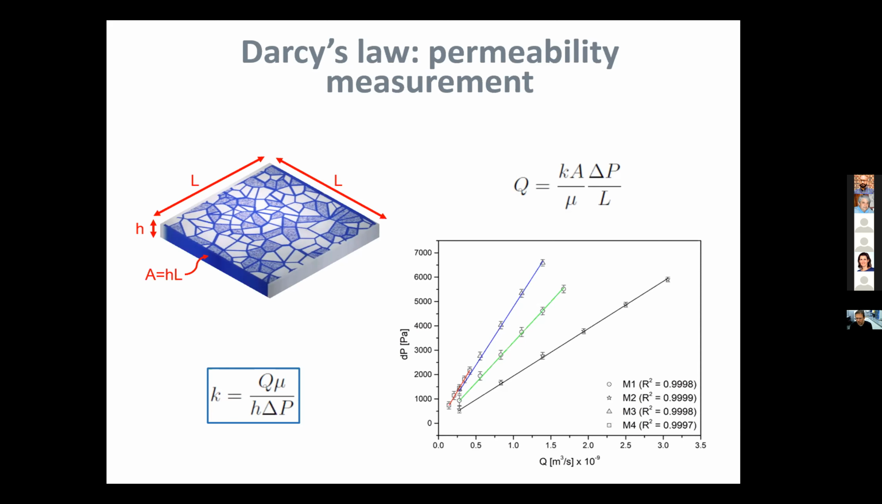As you can see, the permeability can be calculated by using a linear regression based on the data obtained in the experiment.